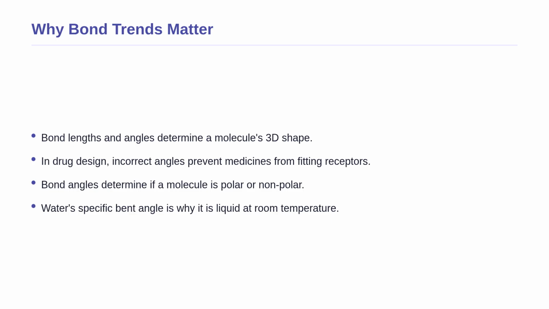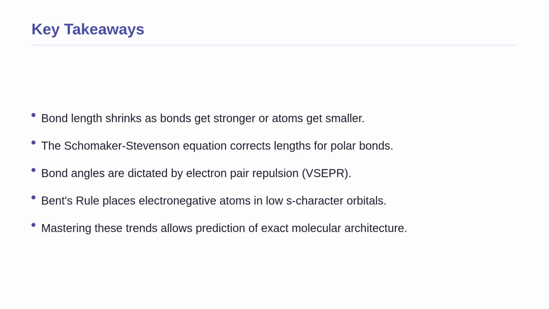Furthermore, bond angles dictate whether a molecule is polar, which controls its boiling point. For example, water's specific bent angle is the only reason it is a liquid at room temperature and can support life on Earth. We have covered a lot of ground today. Let us review the most important ideas.